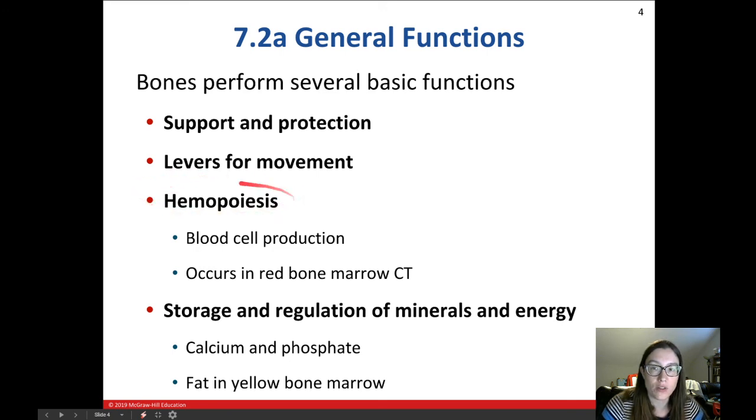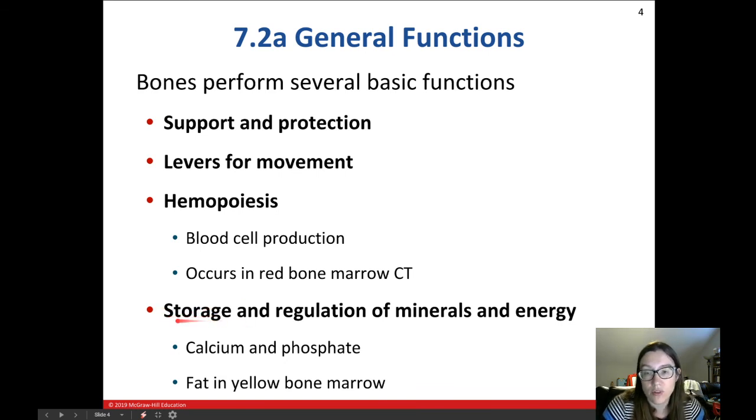Hemopoiesis, or hematopoiesis, is the production of blood cells. This happens in the red bone marrow connective tissue, which is found within the marrow cavities of our long bones as well as within the little spaces in the spongy bones. The distribution of red versus yellow bone marrow differs in adults versus children, with children having a lot more red bone marrow and adults having more yellow bone marrow.